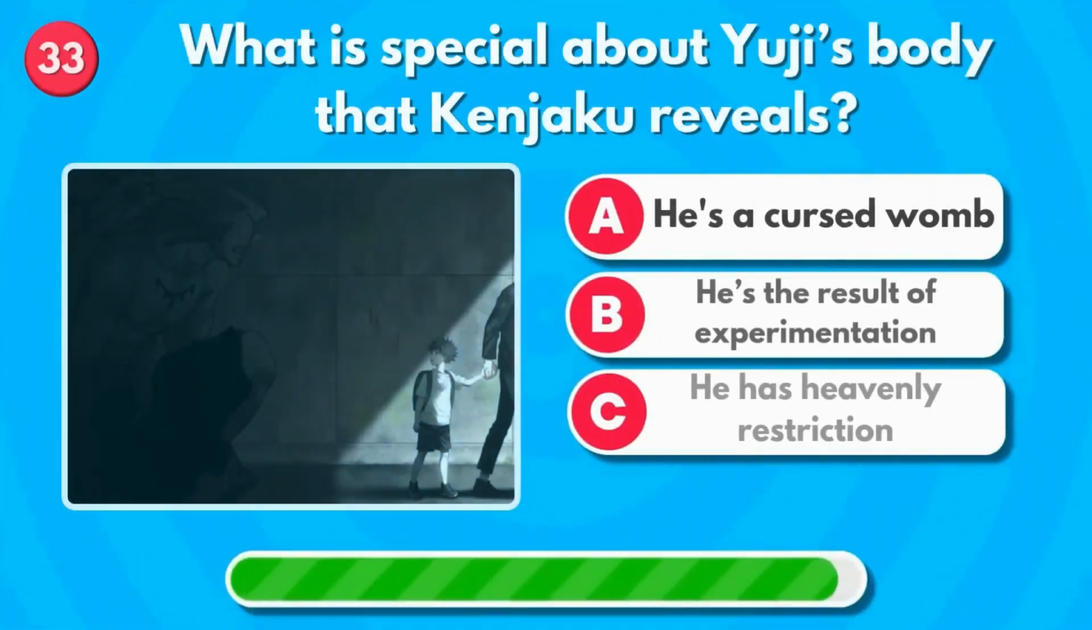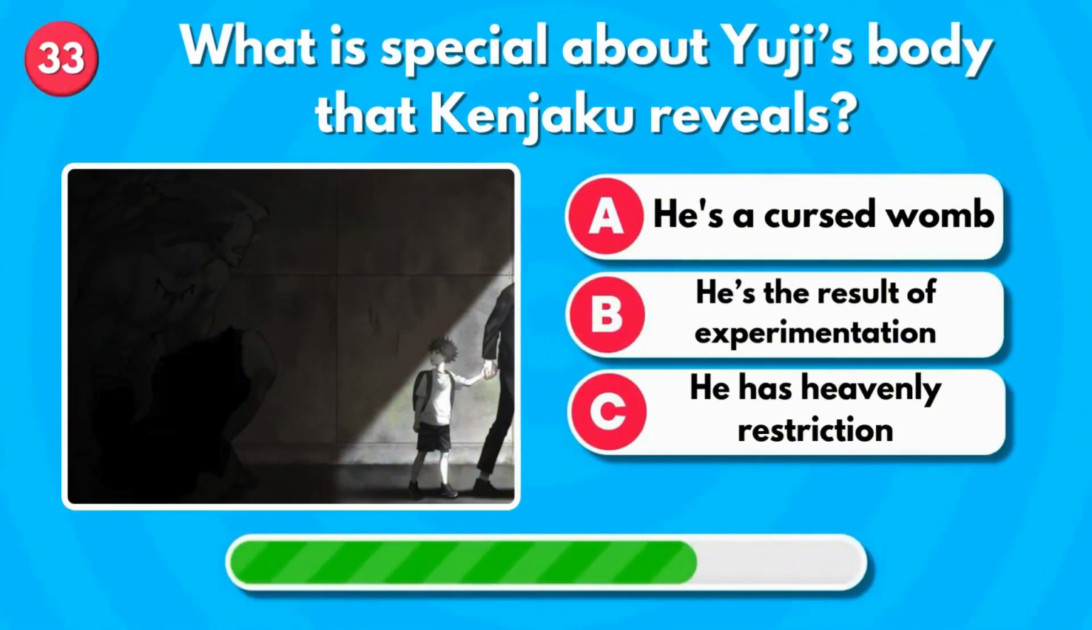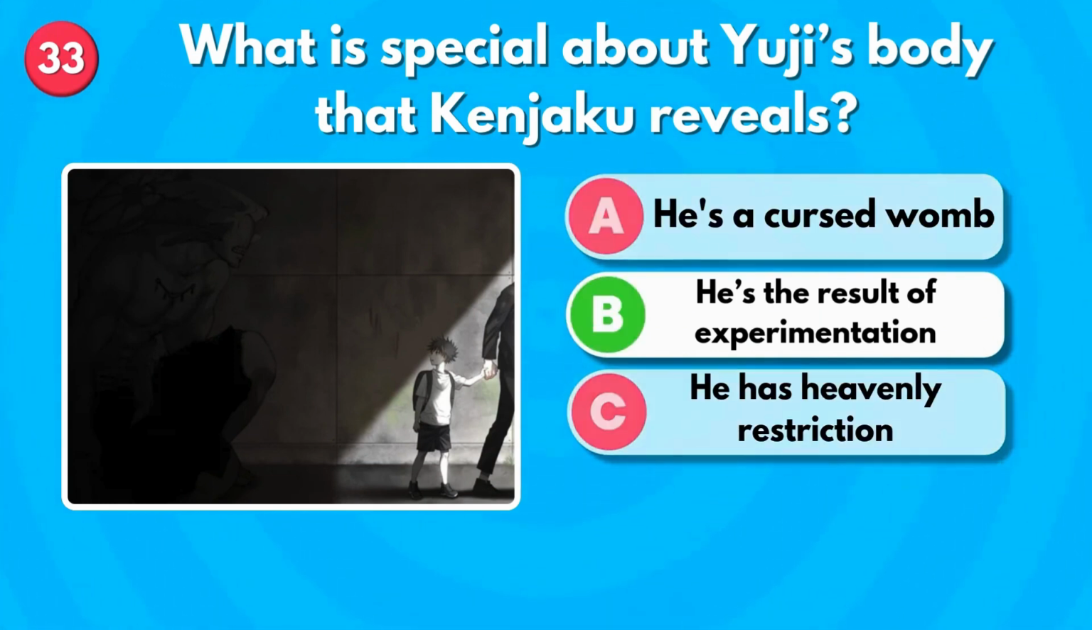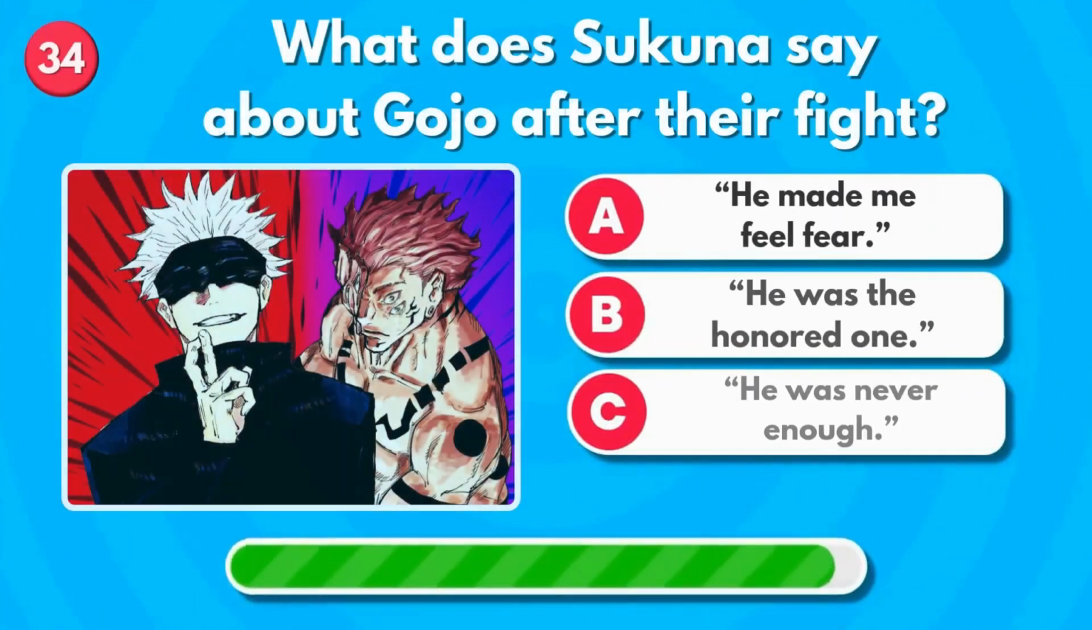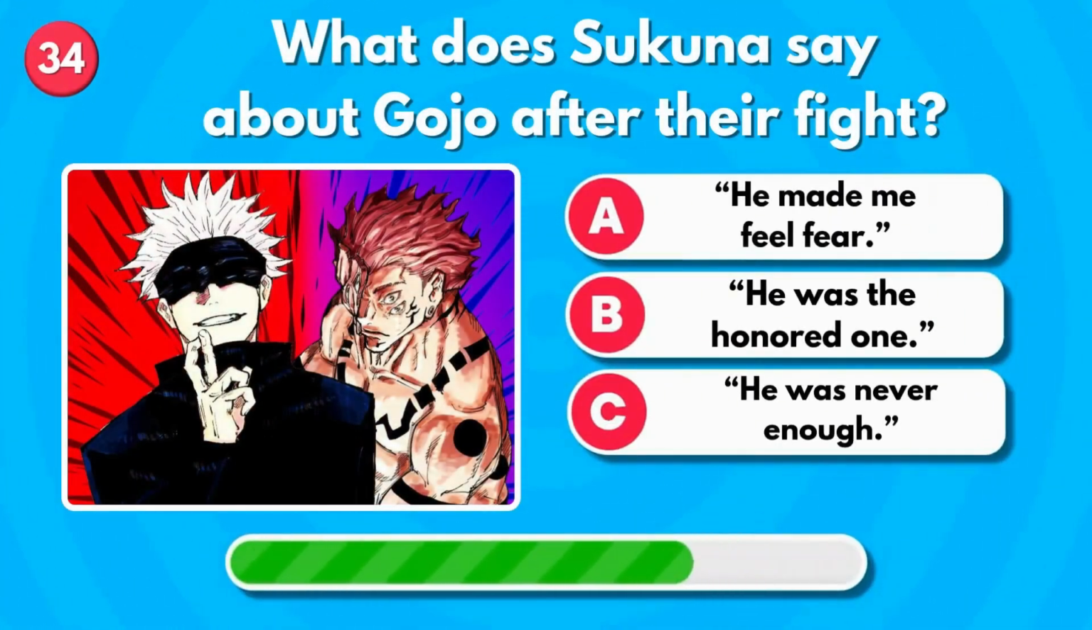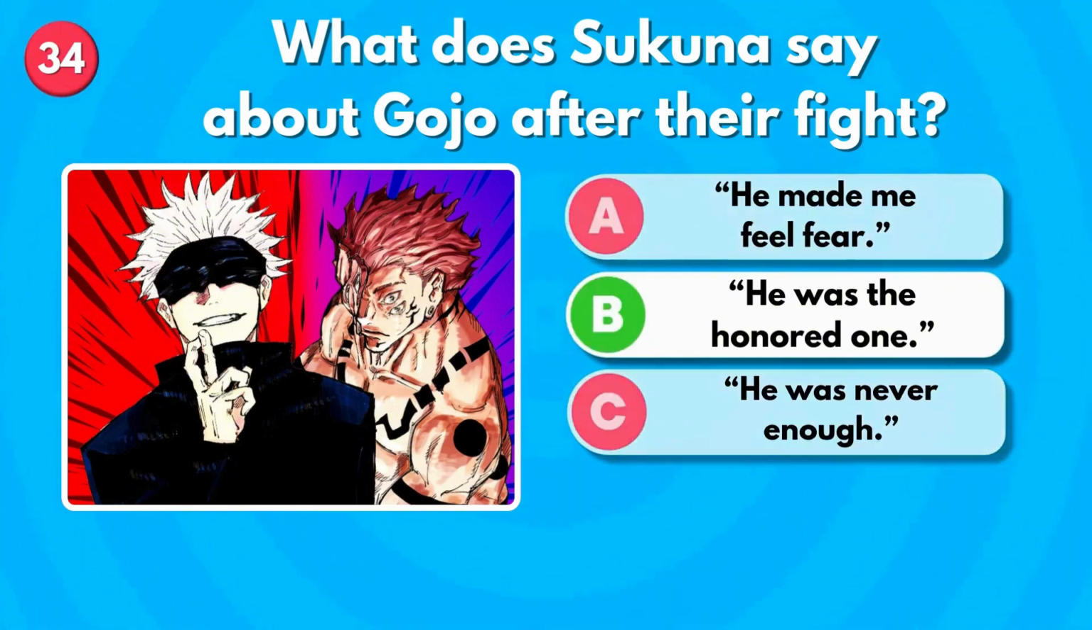What is special about Yuji's body that Kenjaku reveals? He's the result of experimentation. What does Sukuna say about Gojo after their fight? He was the honored one.